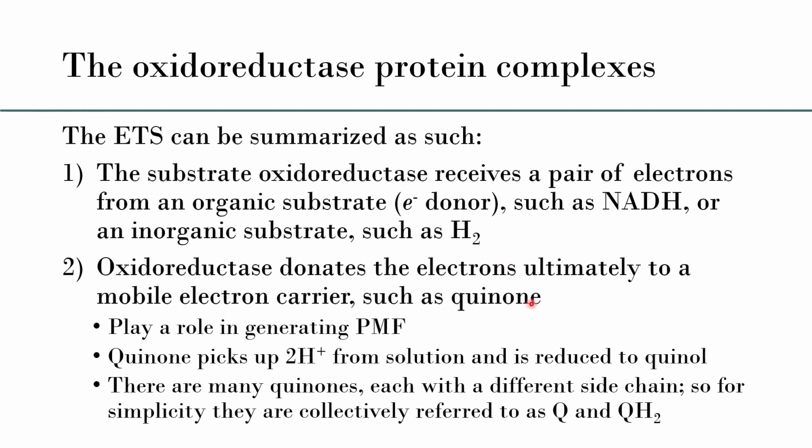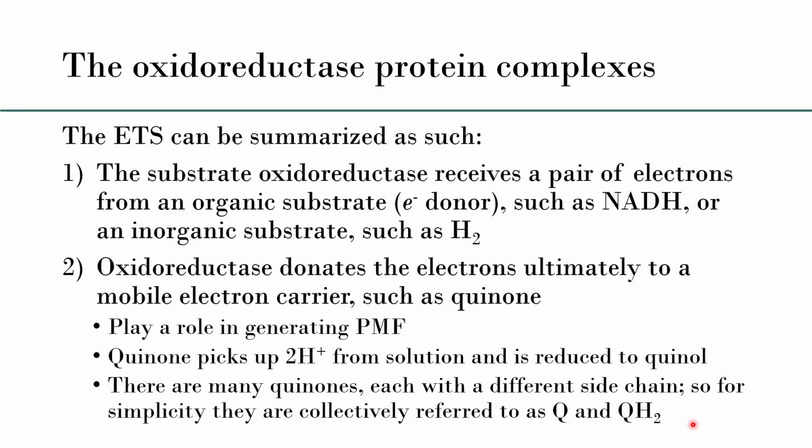And then that oxidoreductase is going to pass the electrons to the mobile electron carriers like a quinone. So these are the lipid-soluble molecules that are making up the quinone pool. And these ones are going to be the major factor that generates proton motive force. So the quinone is going to pick up two hydrogens from the cytoplasm and use that to reduce the quinone to what we call a quinol. And we're going to get into a little bit more of what this all looks like on the next slide, because we have a good picture there.